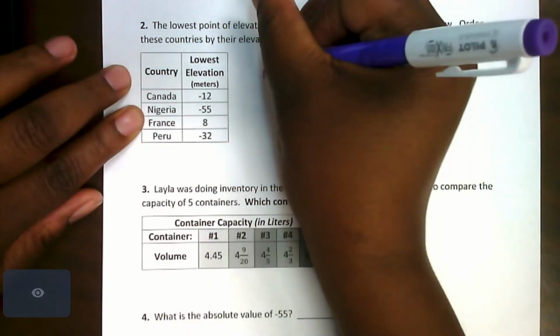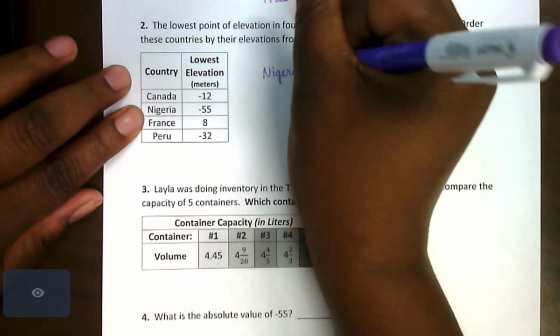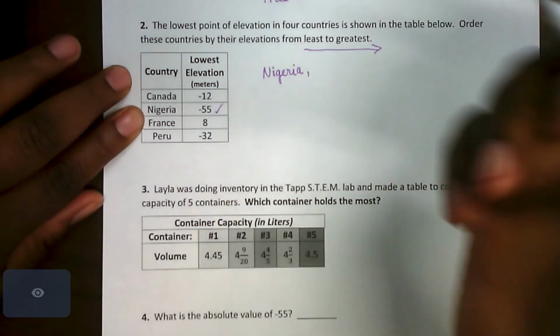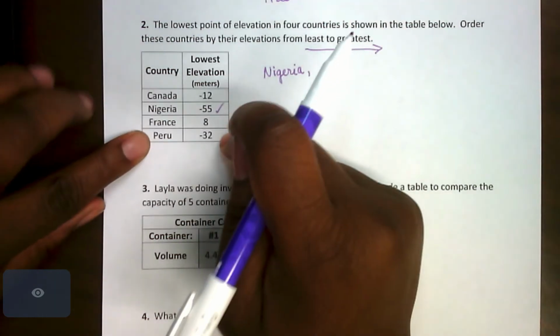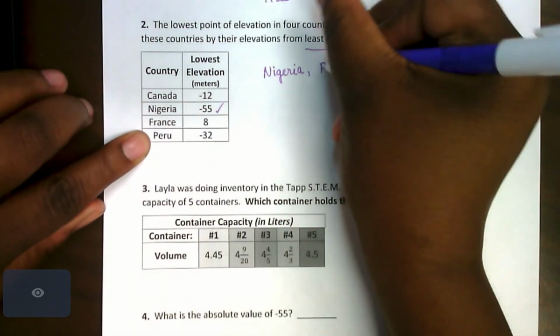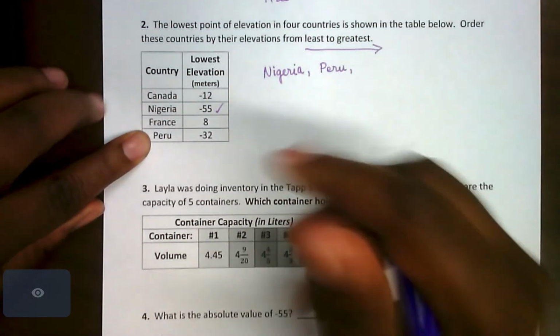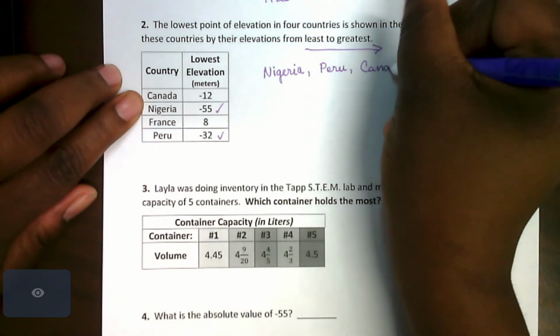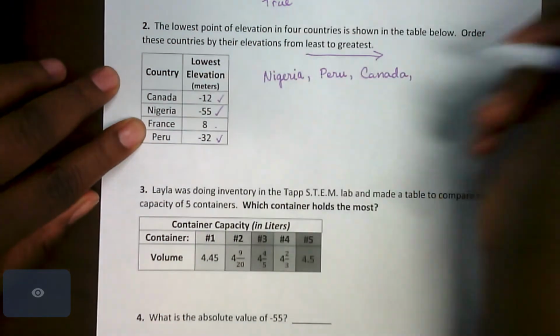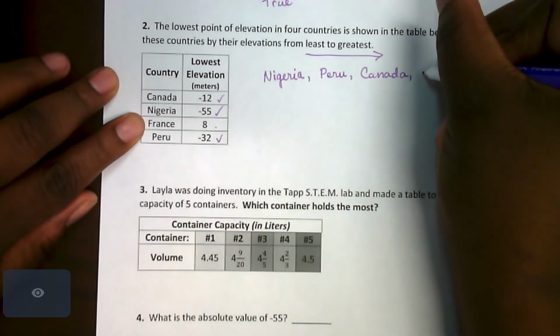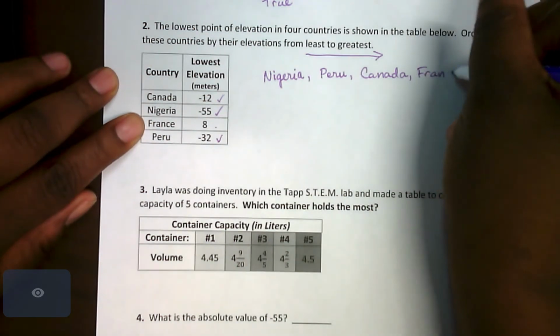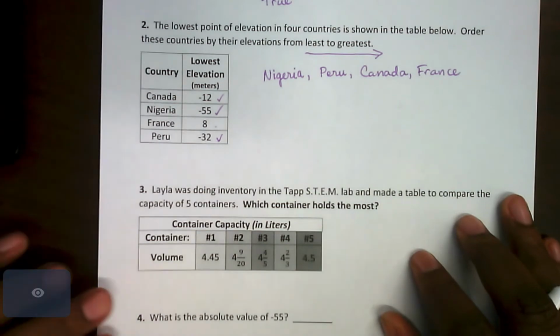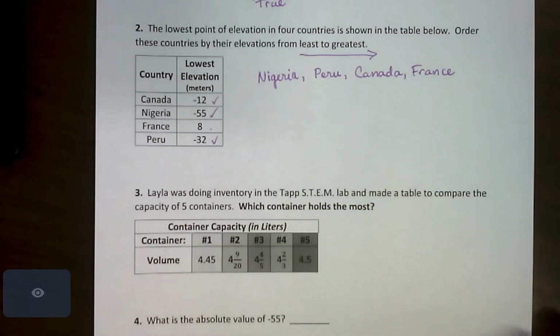So first will be Nigeria. And I'm going to put a check next to it to just say that I've done that one. Then the next one will be Peru. And then Canada. And then France, the only positive one on here. All right, so those are in order from least to greatest.